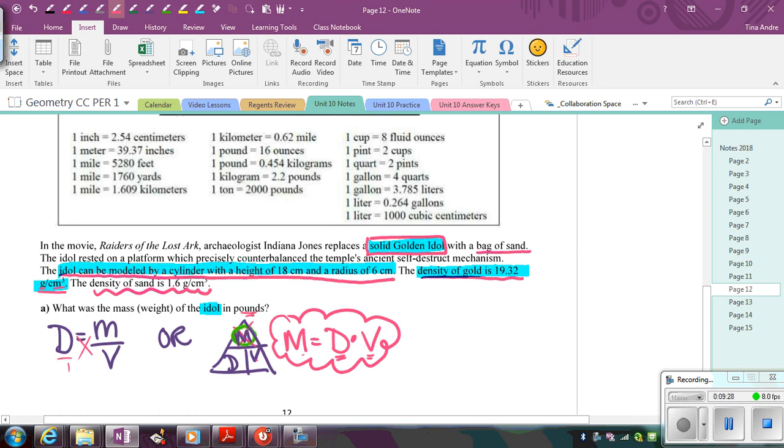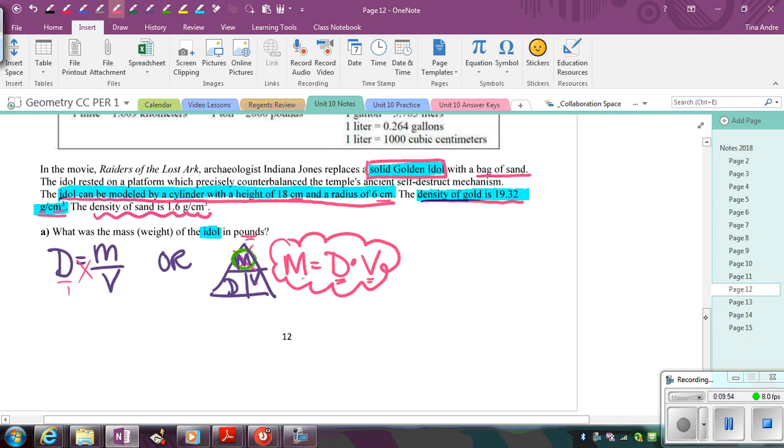So what that means is when I go to find my original mass, and if I'm using grams and cubic centimeters, I'm going to then have to convert my final answer into pounds. The good news is my dimensions of my cylinder are already in centimeters, and I need them to be in cubic centimeters. So that's good. So we don't have to worry about that, but in the end, we will have to do a conversion. So kind of looking ahead, I'm aware that there's going to be a conversion.